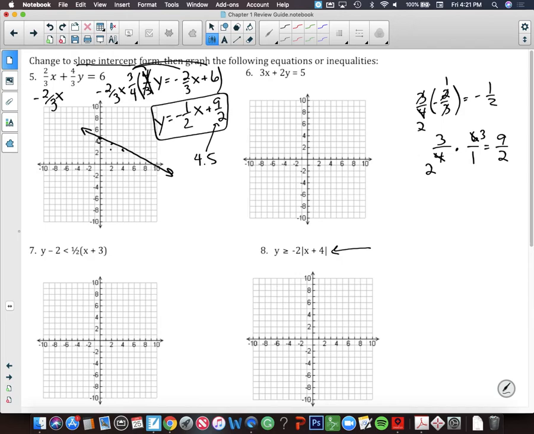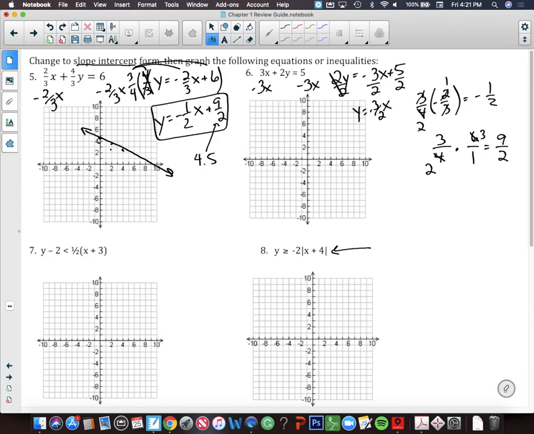So that's it. So number 6 is a little bit easier because we don't have any fractions, but we'll get some in the end. So move the 3x over. We get 2y equals negative 3x plus 5. Okay, and you always want to kind of put that x first because you want it like mx plus b. I don't want to divide everything by 2. So we cancel that out there. You get y equals negative 3/2 x.